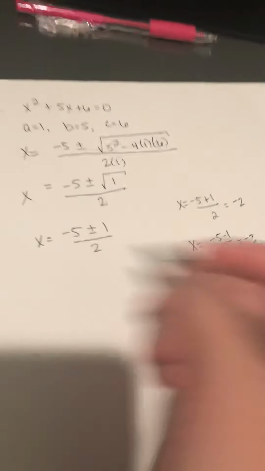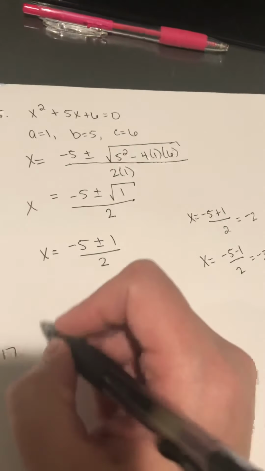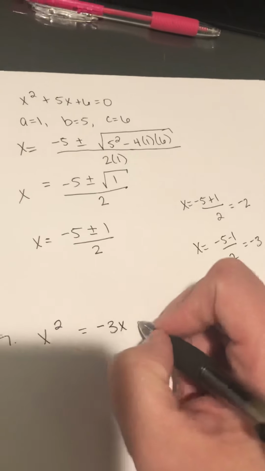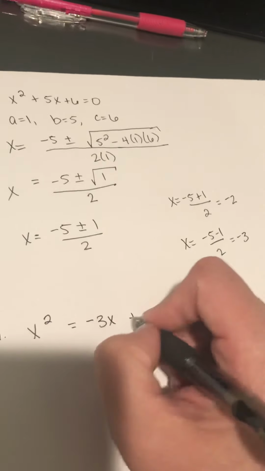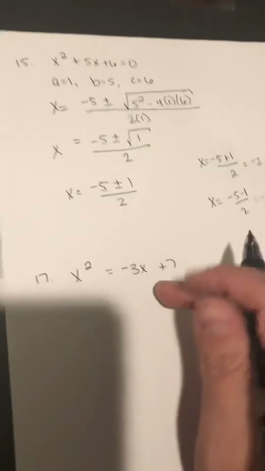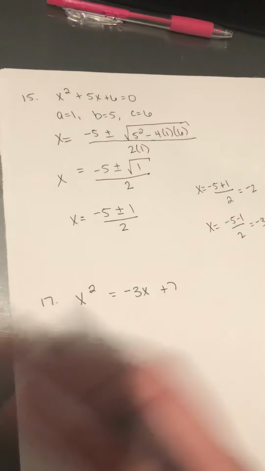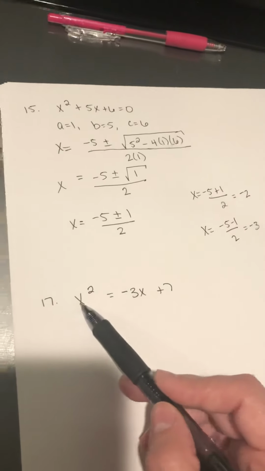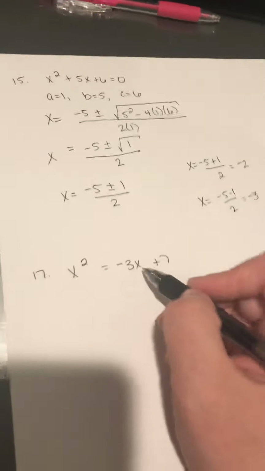If you have one that's not equal to 0, like x squared is equal to negative 3x plus 7, then you want to get one side equal to 0 and the other side everything else. So typically I'll leave x squared on the left and get 0 on the right. So I'm going to add 3x.